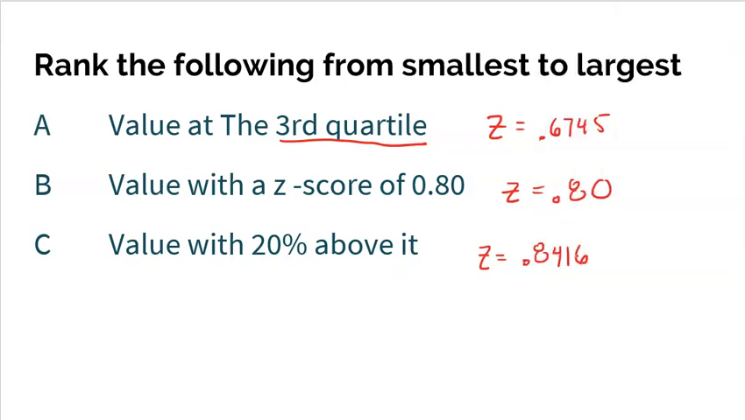All right, now I can officially rank these. The lowest is A, the middle is B, and the highest is C. So it is in alphabetical order. It didn't necessarily mean for that to happen. But the key thing was to understand that you can only compare these three things if they're all in terms of the same value, which is a Z-score. So make sure you know how to calculate these Z-scores with the power of our calculator.